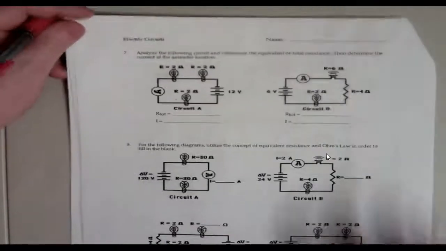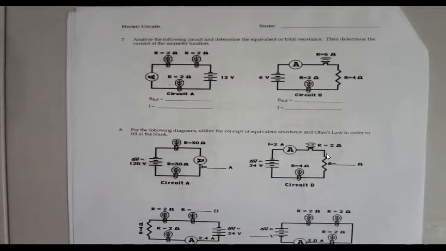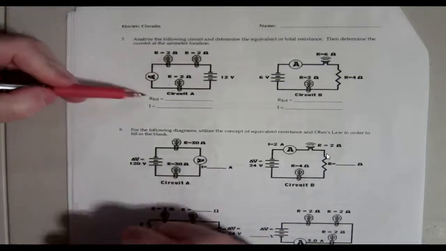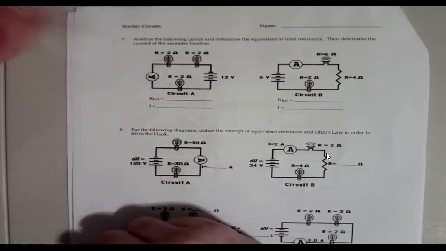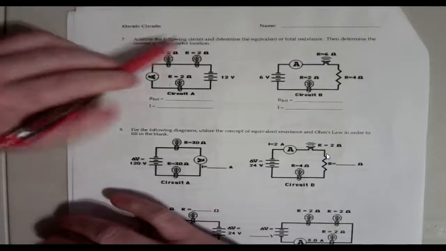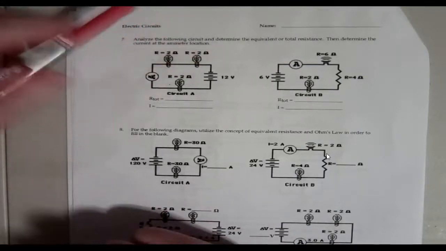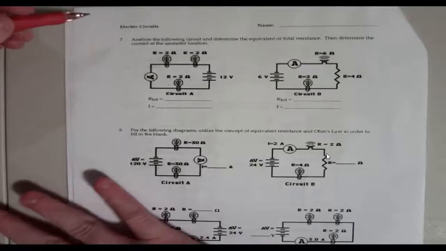We got one more page. I will say this page is much easier than the last two, which weren't even hard, to be honest, but this page is pretty easy. So, remembering our rules, the total resistance in a series equals the sum of all the resistances, right? Analyze the following circuit and determine the equivalent or total resistance. Okay, same thing. Then determine the current.